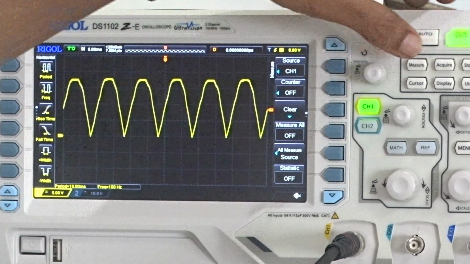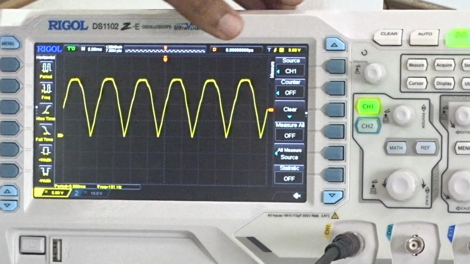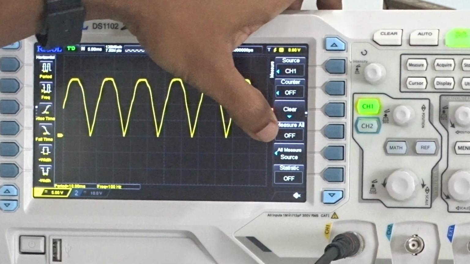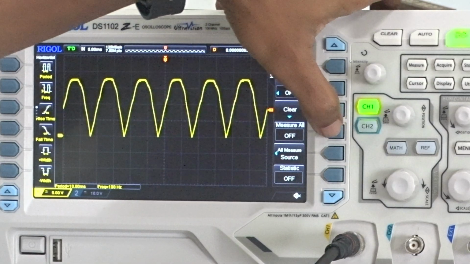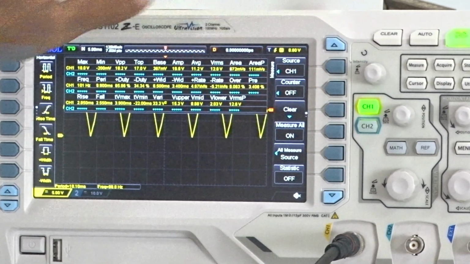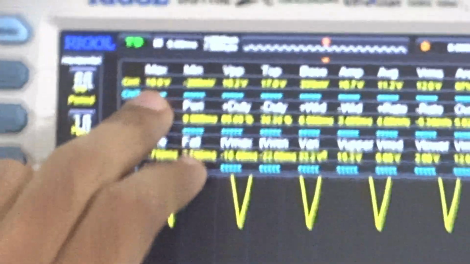In order to see the maximum voltage value, click on the measure button, and you can see here that measure is off. To turn it on, there is a button to the side, so click on this button. Now it is on, and note down the maximum voltage value.